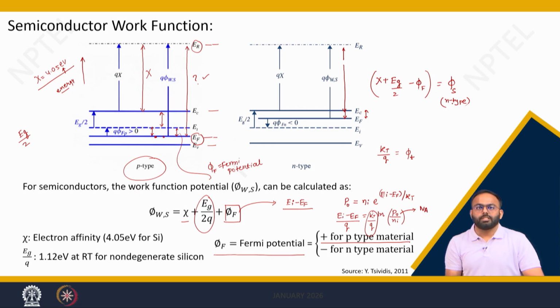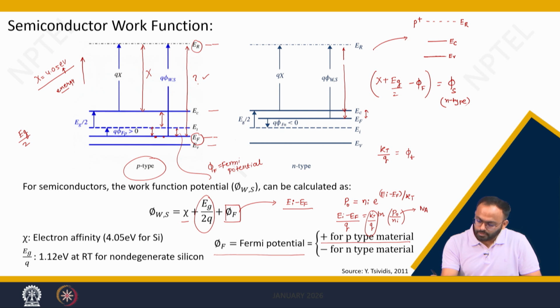Now what will happen if it is a degenerate semiconductor? In a degenerate semiconductor, for example P plus, we know that the Fermi level is aligned to the valence band. So here the Fermi level will come close, and hence you need to take the total difference between the reference level and the Fermi level. So ultimately the work function of a p-type semiconductor under degenerate condition can be given by chi, because you know E_R minus E_C is what? Chi plus Eg by q.